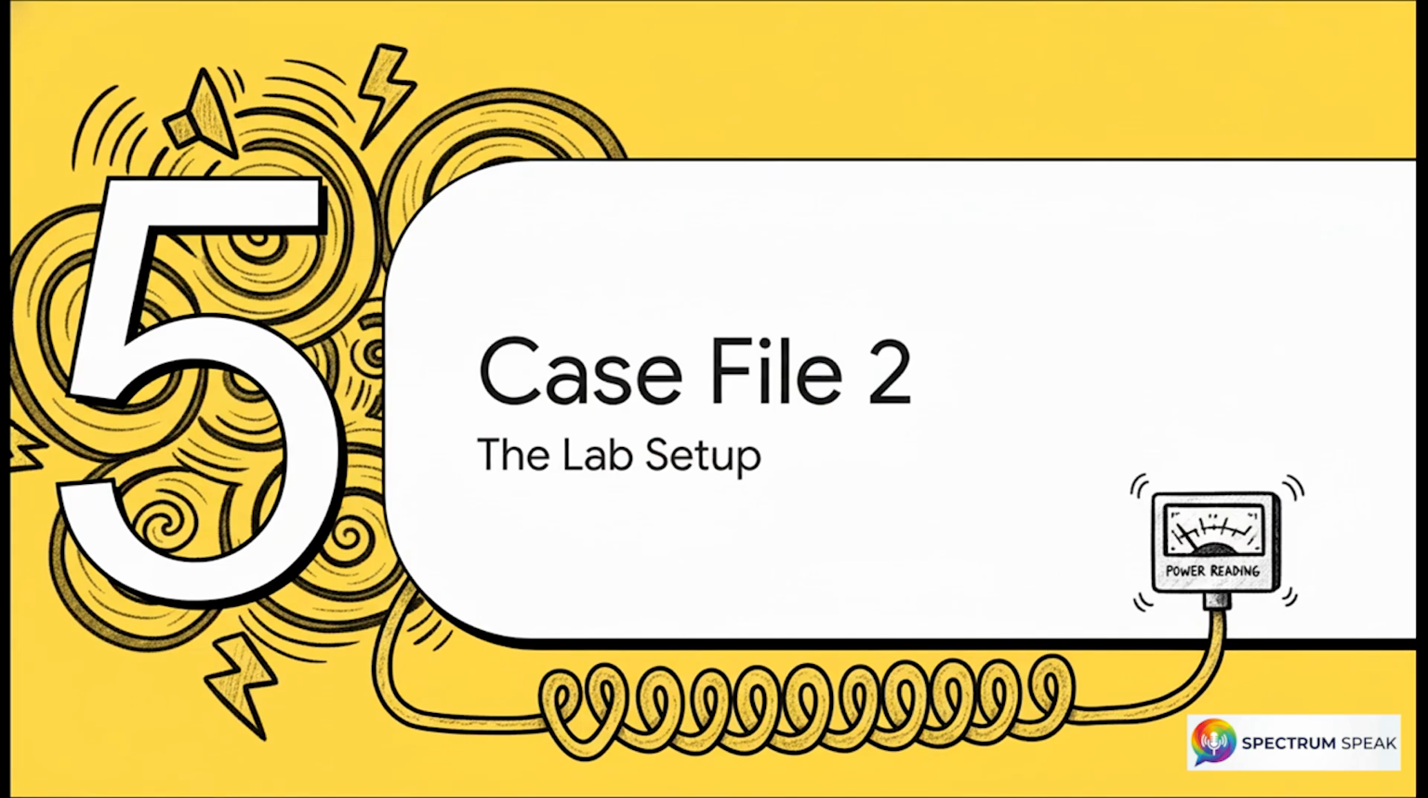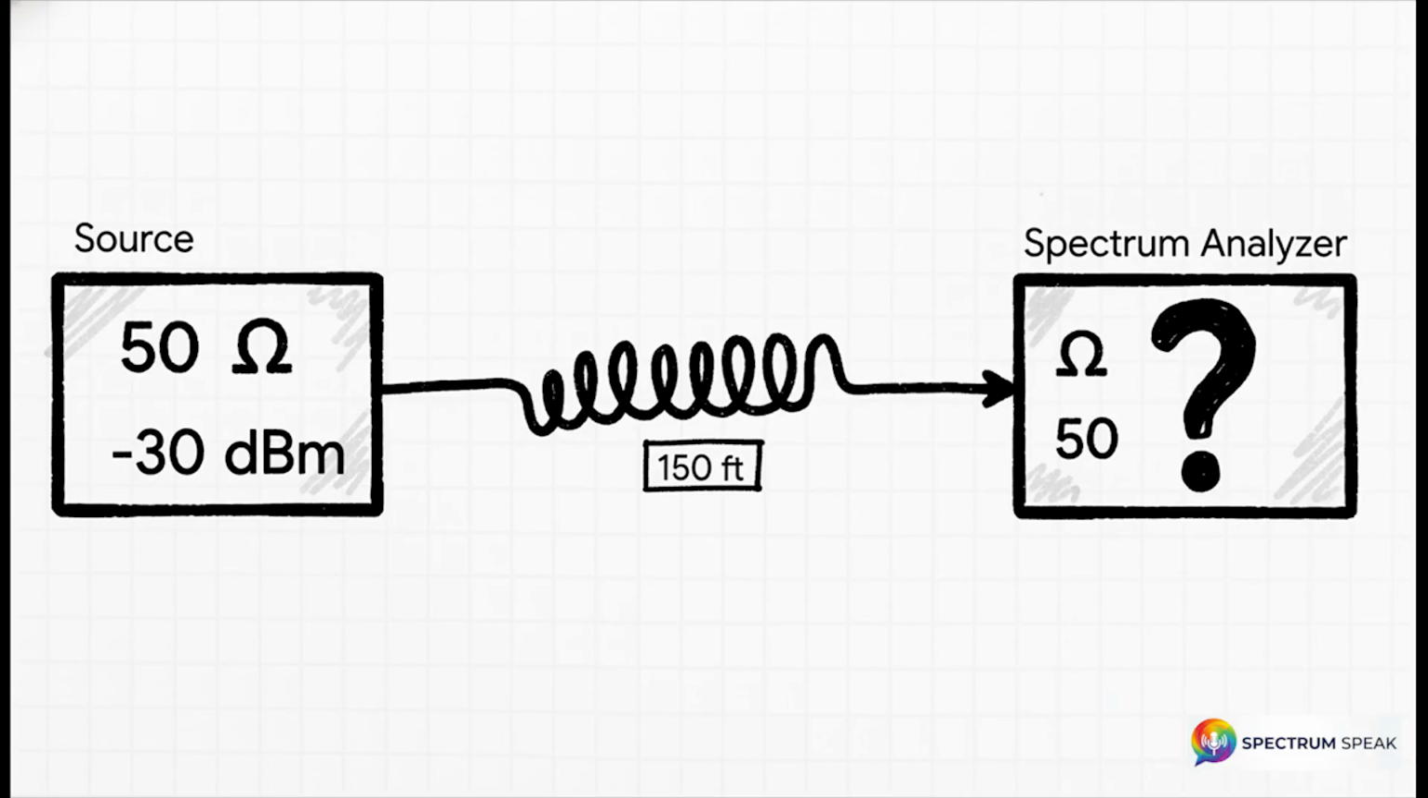Now for our second case file, where we apply everything we've learned to that original lab mystery, we're going to predict the exact power reading at the end of our cable. Okay, here's the setup. A 50 ohm source, 150 feet of our RG58U cable, and a 50 ohm spectrum analyzer. The source is pumping out negative 30 dBm. Given everything we now know, what power should we expect to see at that analyzer?